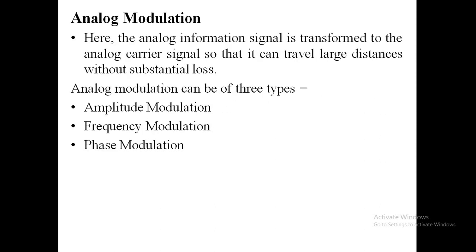In the case of analog modulation, the analog information signal is transformed with the help of a high frequency analog carrier signal so that it can travel large distances without any substantial loss. Analog modulation can be categorized as amplitude modulation, frequency modulation and phase modulation.